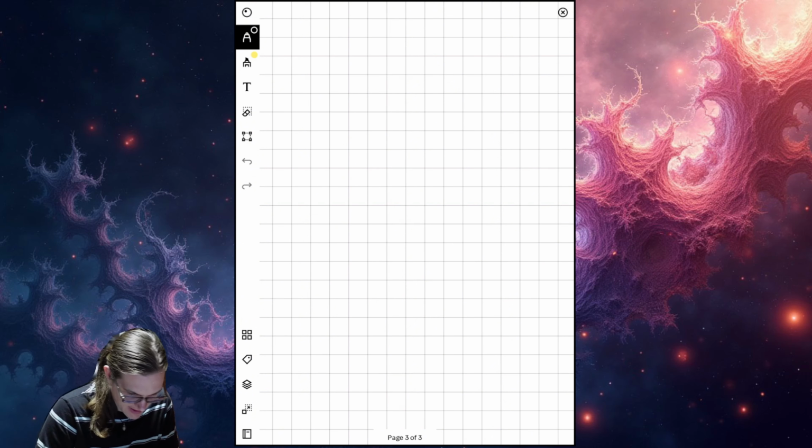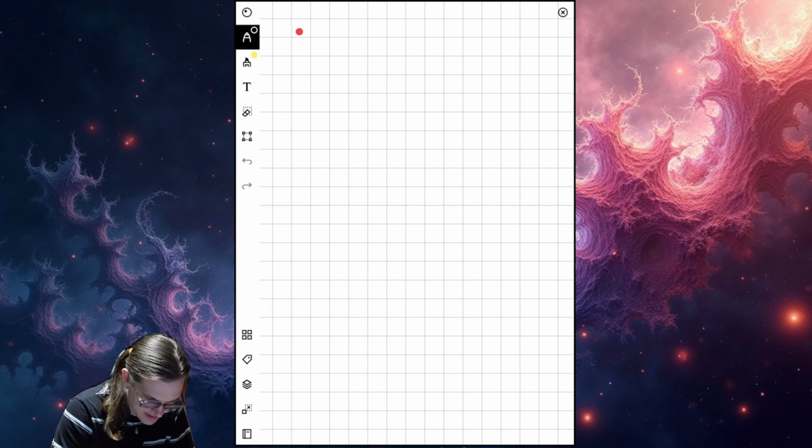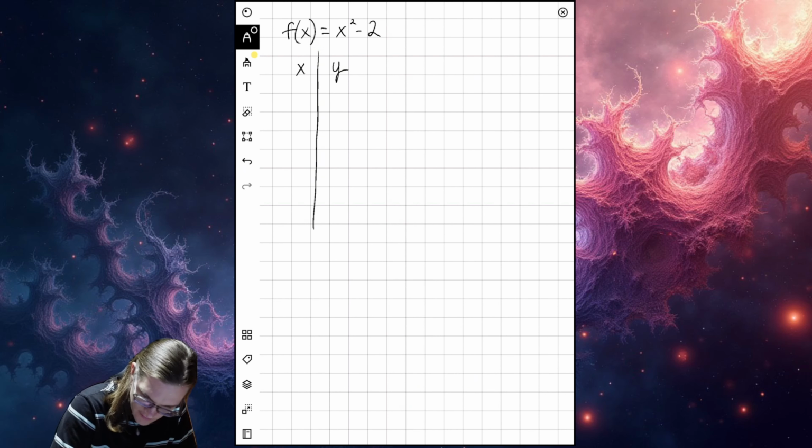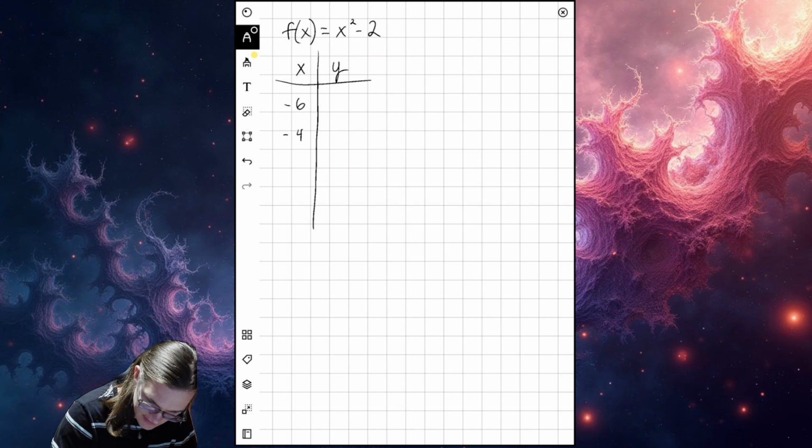And we can do the same thing for a quadratic function like this. So we'll make a quick table of x's and y's. Let's do negative 6, negative 4. Wait, no, negative 6 squared will be 36. Let's not do that. Let's do negative 3, negative 2, negative 1, 0, 1, 2, 3, right?